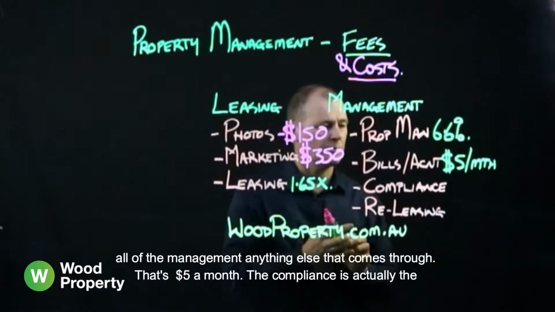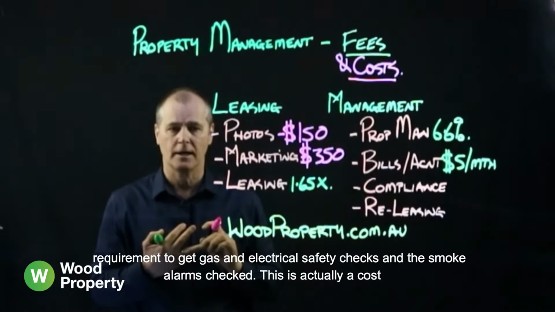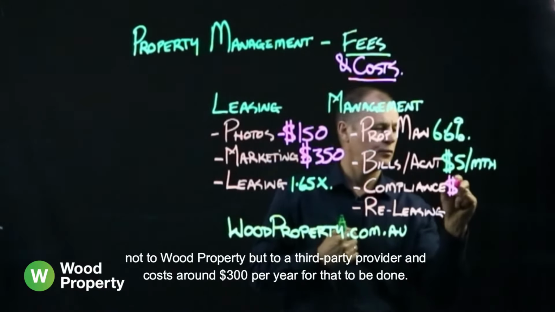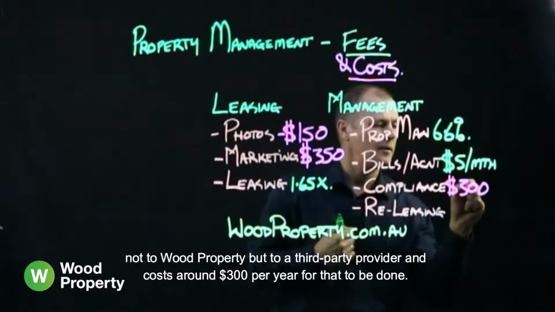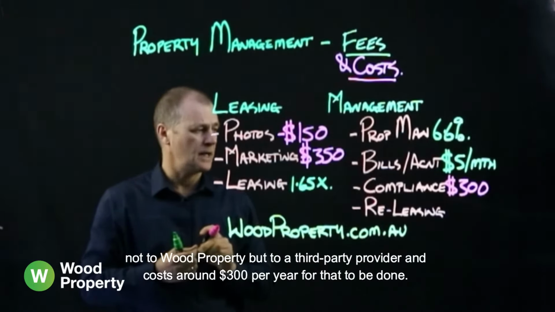The compliance is actually the requirement to get gas and electrical safety checks and the smoke alarms checked. This is actually a cost not to Wood Property, but to a third-party provider, and costs around $300 per year for that to be done.